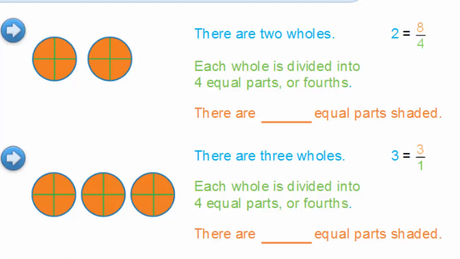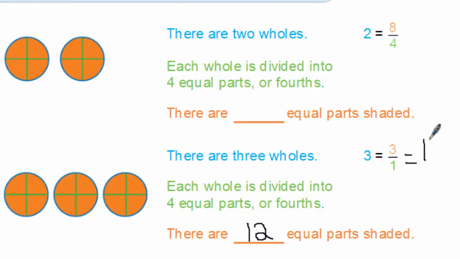How many equal parts are shaded? Good, there are 12 equal parts shaded. So let's write this fraction as we did here. We had 2 wholes equals 8 parts shaded that were all fourths. Here we have 3 wholes. We have 12 pieces shaded that are fourths. So what fraction can we say is the same as 3 wholes? That's right, 12/4. That is a fraction greater than 1.